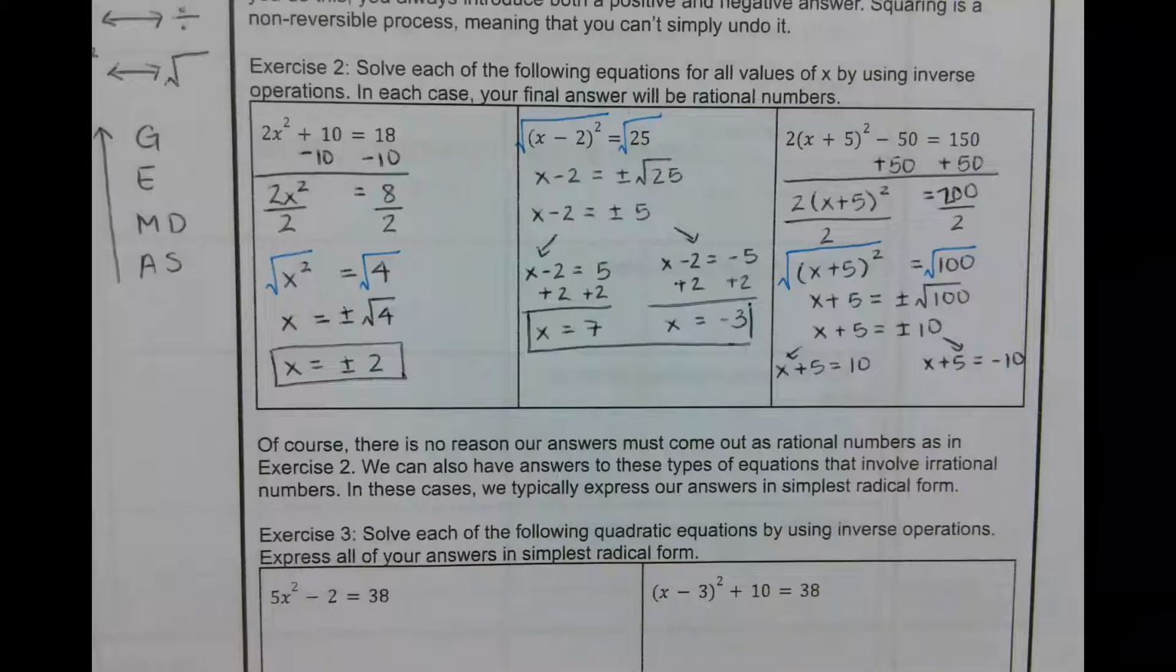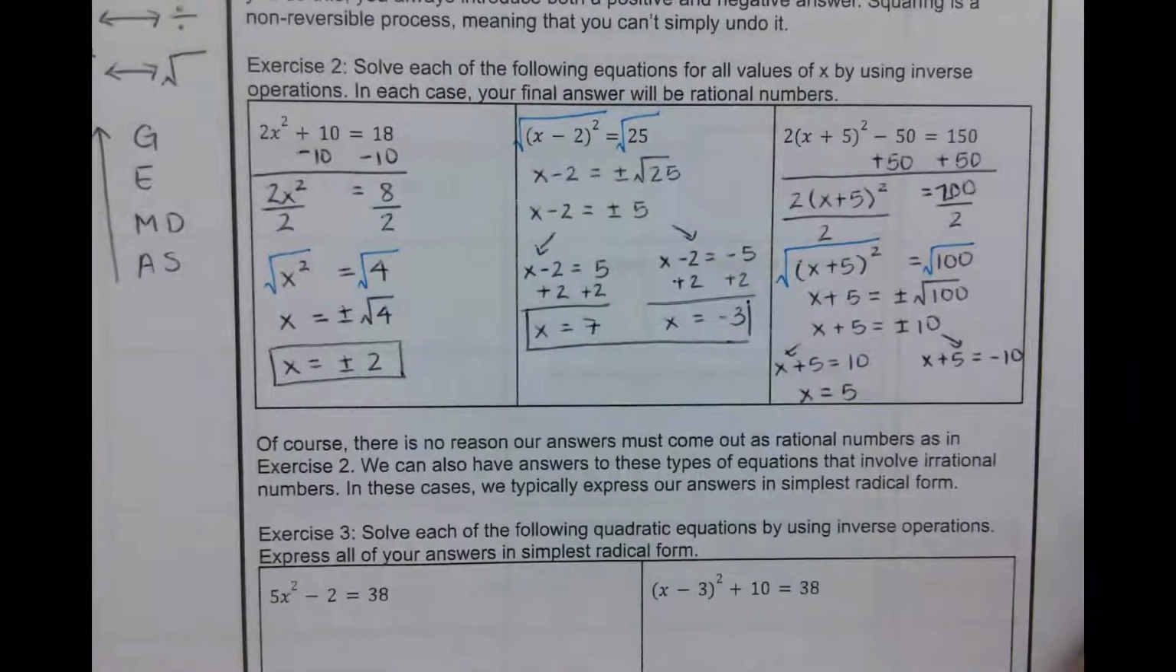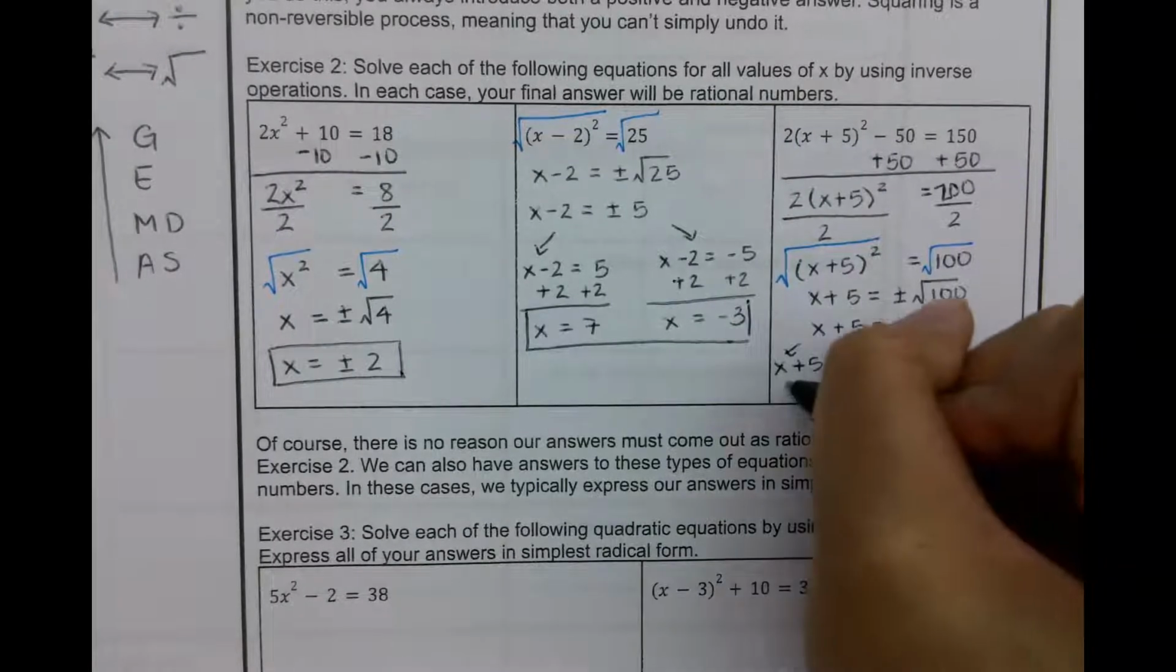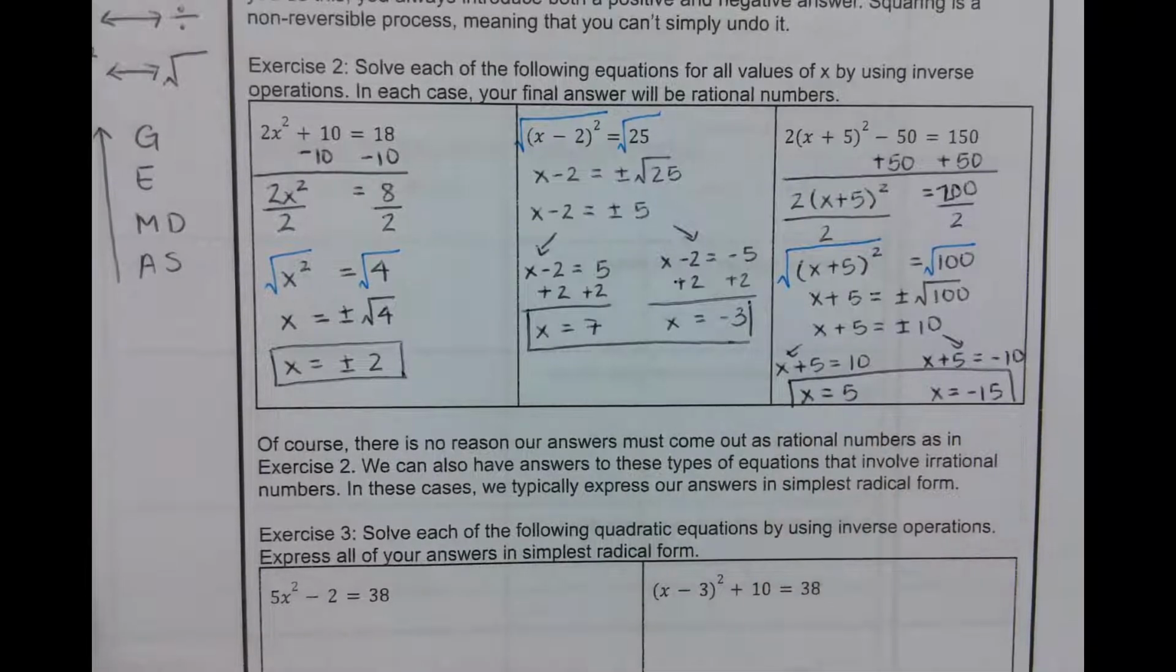Subtract 5 on both sides. Here I get x equals 5. Subtract 5 on both sides. Here I get x equals negative 15. So my two solutions, zeros or roots, are either x equals 5 or x equals negative 15.